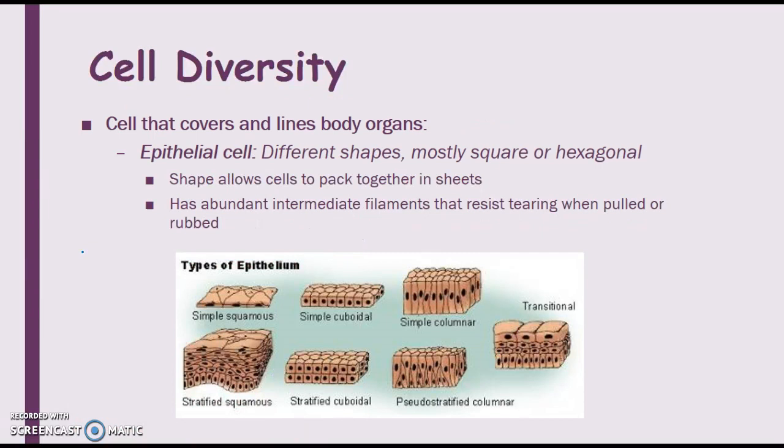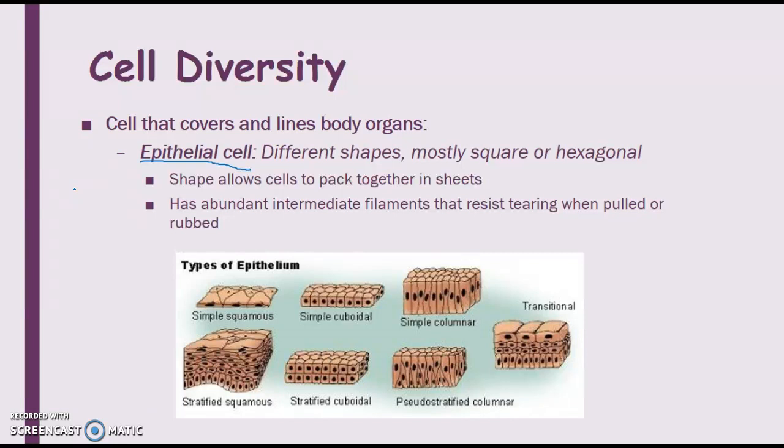Then we have epithelial cells. This is a big topic in our histology unit, so I believe it's lesson 4. We're really going to be talking about different types of epithelial tissue. So it's really important that you get introduced to what an epithelial cell is. Epithelial cells are going to cover and line all of your body organs. So we find this in the innermost layer of your body organs.